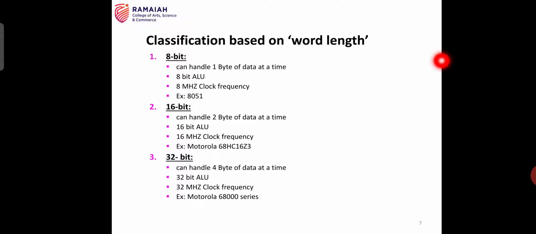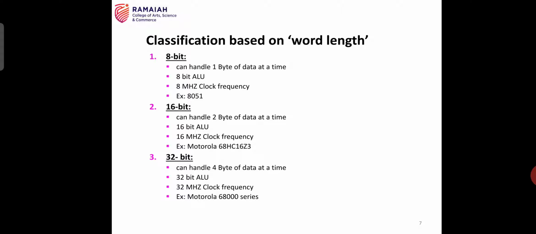So in the syllabus it was clearly mentioned about the classification based on word length. So I am focusing on the classification based on word length of the microcontroller. Word length, I told, is the maximum information that your microcontroller can handle. What about an 8-bit microcontroller? It can handle 1 byte of data at a time, meaning 8 bits of information at a time. It can process or handle 1 byte of information at a time.